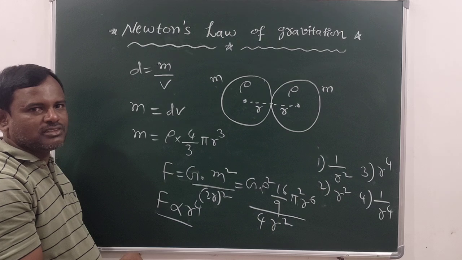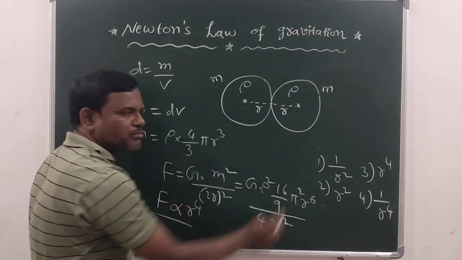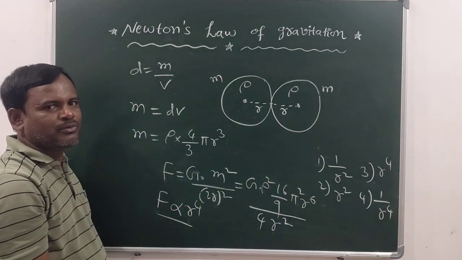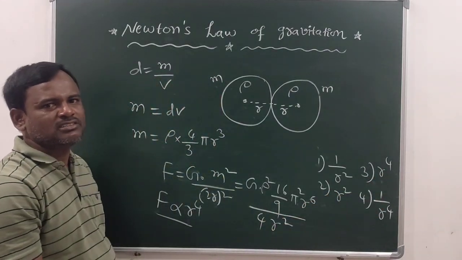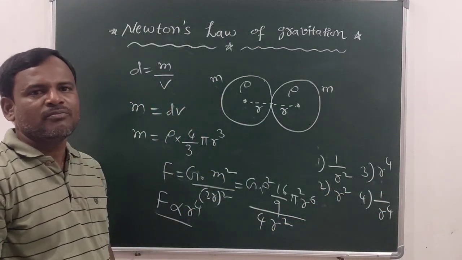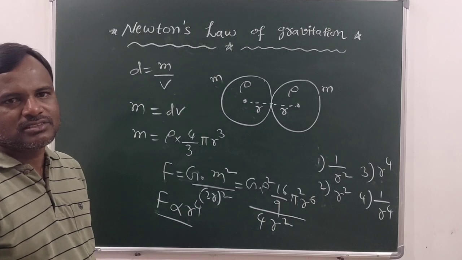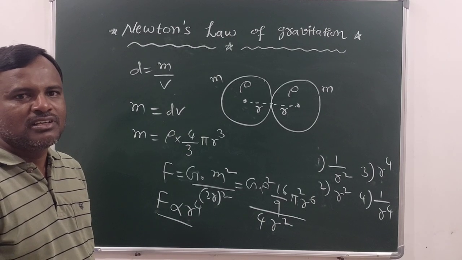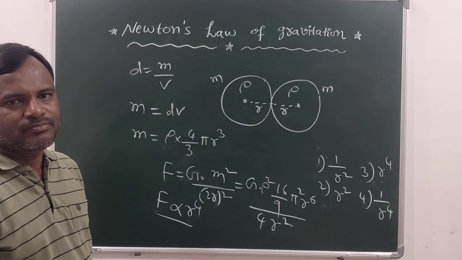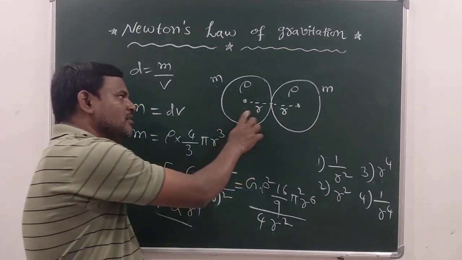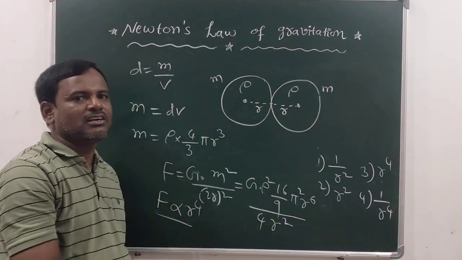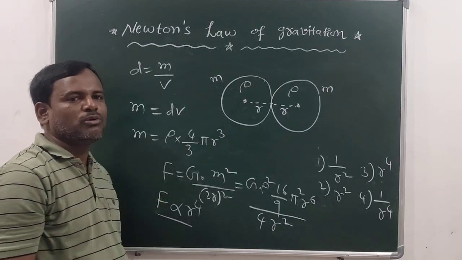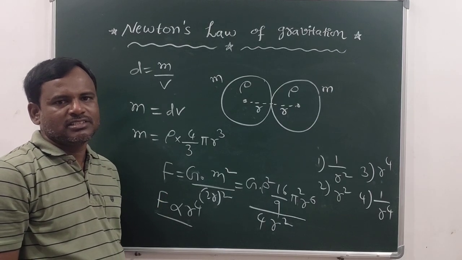Most of the students answer this question that way. But is this correct? No. Which option is correct? r power 4 is correct. Because they mentioned both are identical spheres made with the same material, and which are, see, touching externally. They mentioned the data like that, so that you people have to answer like this.